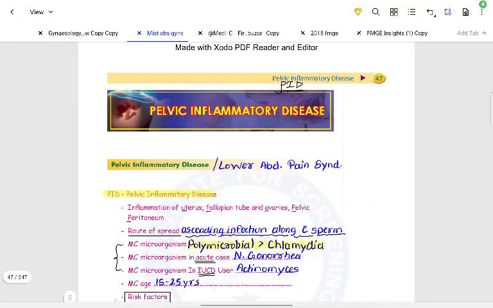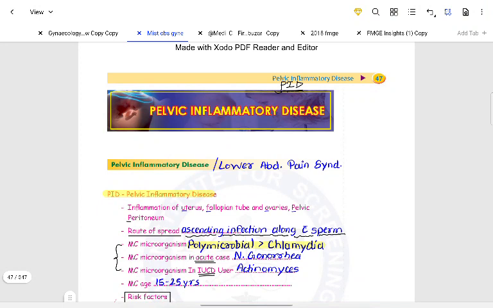Okay, so today we are studying pelvic inflammatory disease, or lower abdominal pain syndrome, because the pain in this disease occurs in the lower abdomen. The organs which get inflamed are the uterus, fallopian tube, ovaries, and pelvic peritoneum. And the route of spread in this is ascending infection.